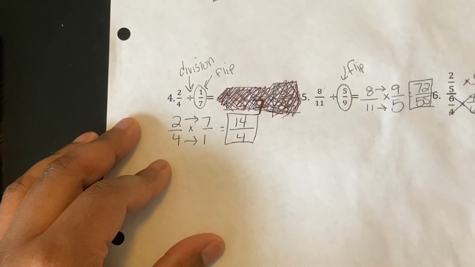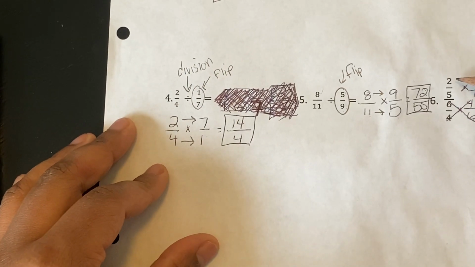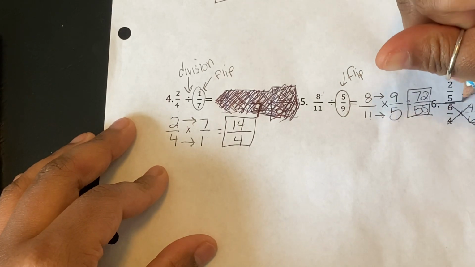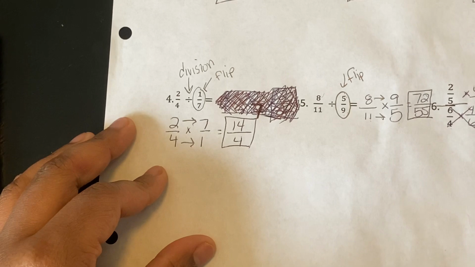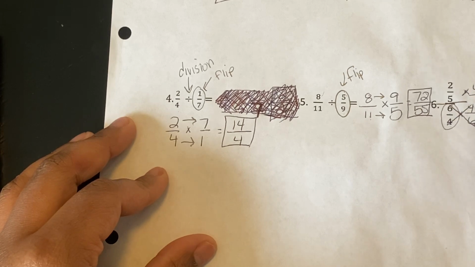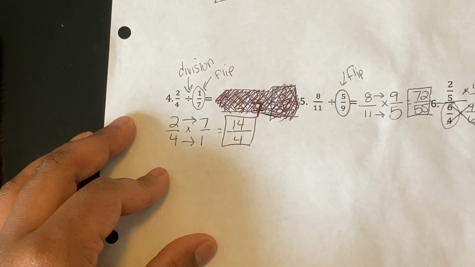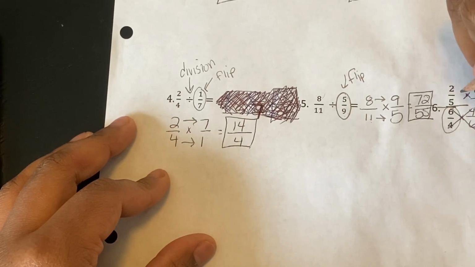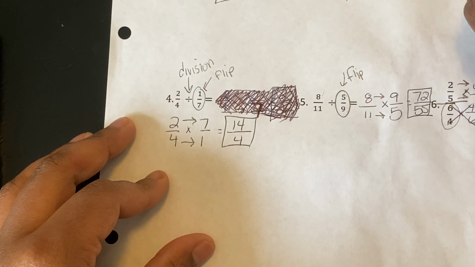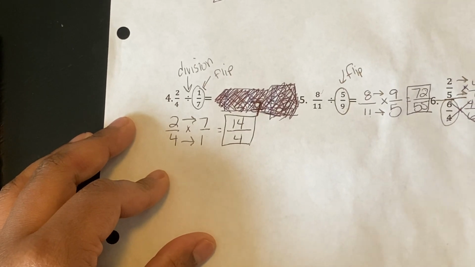Now you might also see it written like this, 2/5, and this line means divided by, 6/4. The second fraction is 6/4. So we have to flip that fraction and make it 4/6 and then multiply by the first fraction. So 2/5 times 4/6, then you multiply across. 2 times 4 is 8, 5 times 6 is 30. So the answer is 8/30.